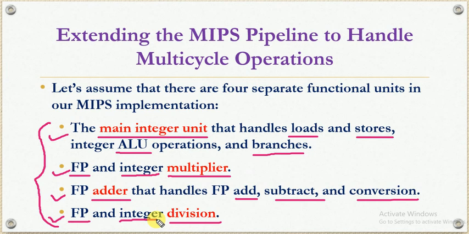So in this MIPS implementation we are using four major units: one integer unit, one multiplier unit, one adder unit and one division unit, and these are applied for both integer as well as floating point numbers.